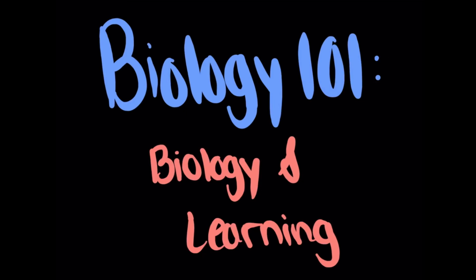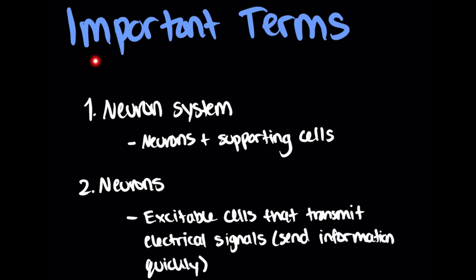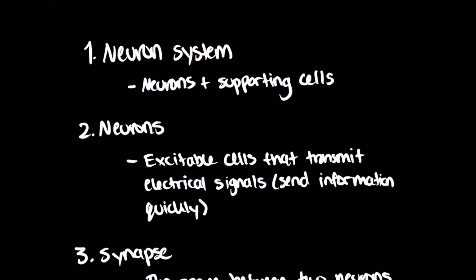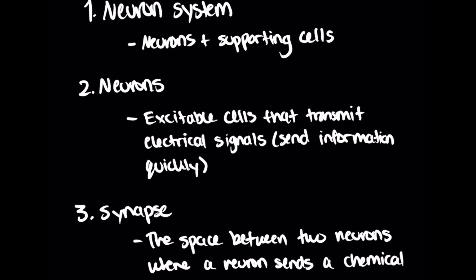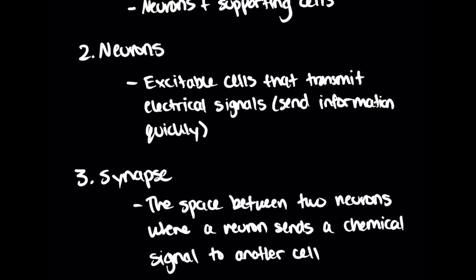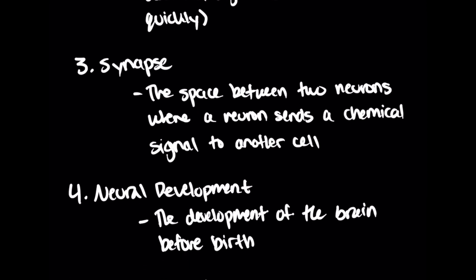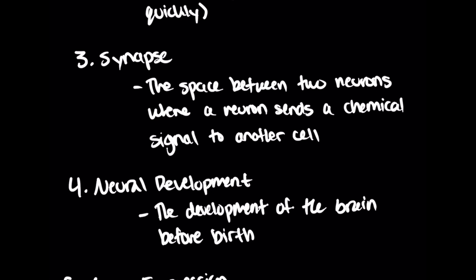Okay, so today we're going to be talking about biology and learning. First I want to go over some important terms. First, we have the neuron system, which consists of neurons and supporting cells. Then we have neurons, which are excitable cells that transmit electrical signals, aka they send information very quickly. Then we have the synapse between two neurons, and this is the space between the two neurons, where a neuron sends a chemical signal to another cell.